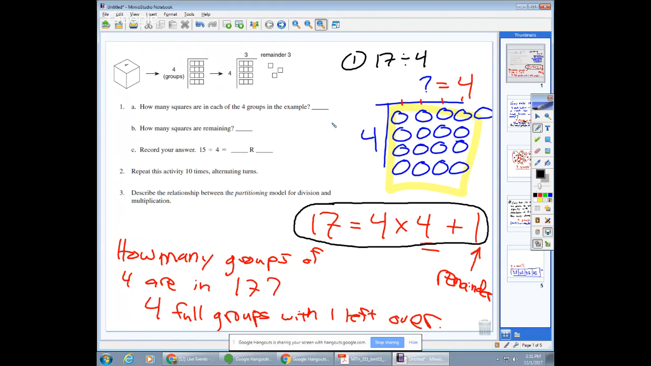The other way I can state it is the way they have it right here, where 15 divided by 4, in my case I'm doing 17 divided by 4, would be equal to 4, remainder 1. Now with kids, we'll tend to write it this way, and for years it's kind of sketchy exactly what a remainder is. It's just something left over, but a remainder actually is a fractional group. We'll talk about that next term. For now, it's just 1 left over. It's just a remainder.